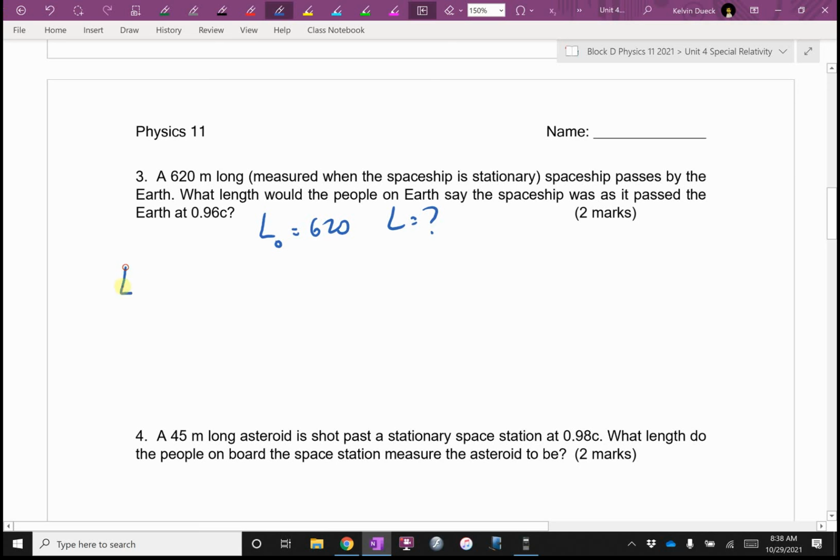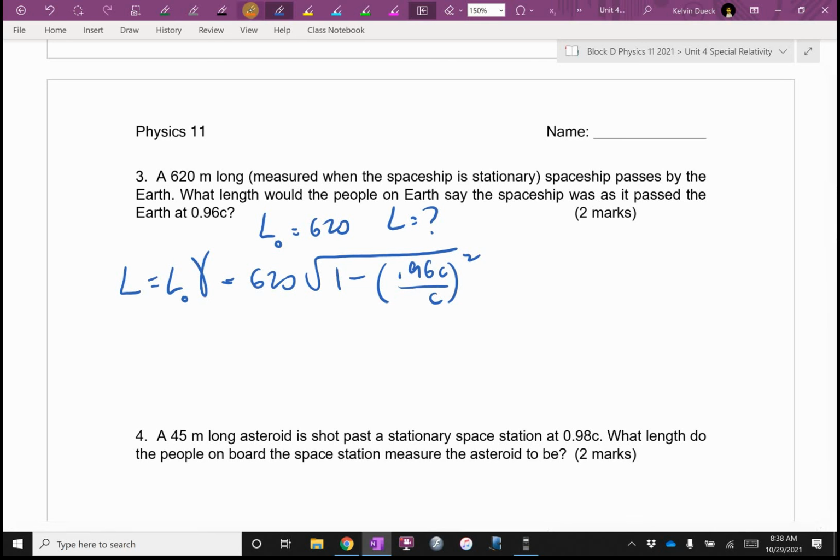So the equation is L equals L0 times the square root of that thingy. It's going to be 620 times the square root of 1 minus 0.96 c over c, all squared. Lena, do you see? Do you see? What do you see? Always convenient.